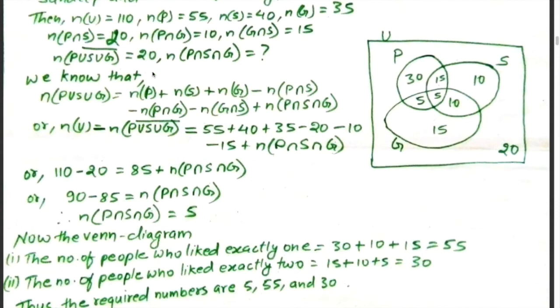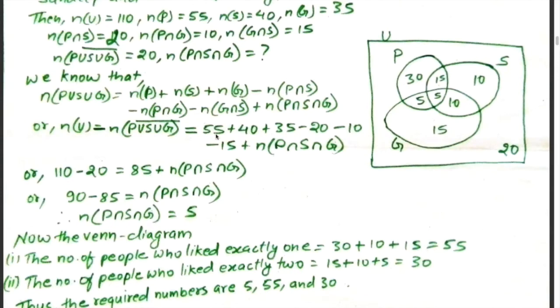Here, we know that we have the formula n(P ∪ S ∪ G) equals n(P) plus n(S) plus n(G) minus n(P ∩ S) minus n(P ∩ G) minus n(G ∩ S) plus n(P ∩ S ∩ G). Also, n(U) minus n((P ∪ S ∪ G) complement) is also n(P ∪ S ∪ G). This is also a formula for this.